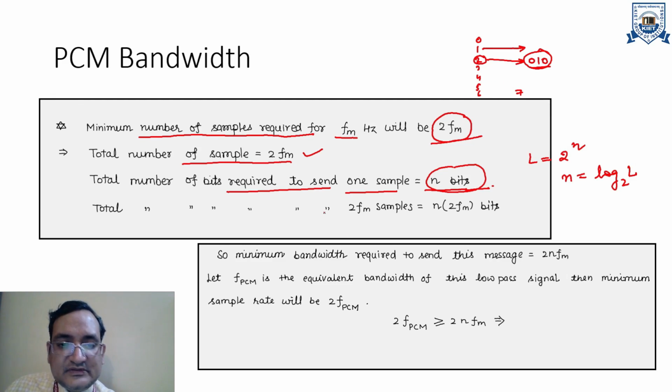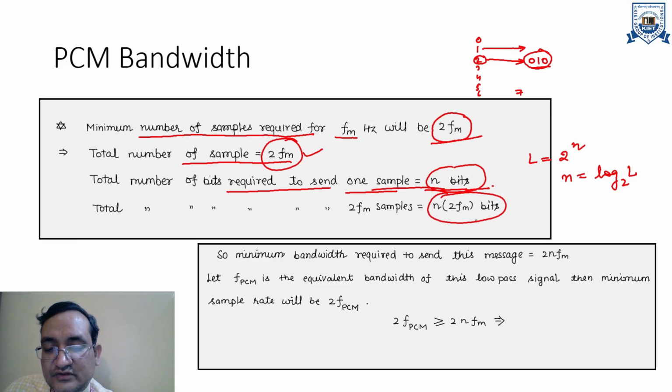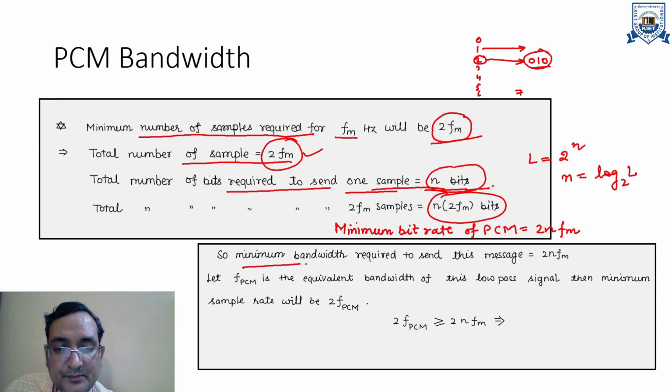So this is the minimum, point to be noted, minimum bit rate of PCM. It will be twice of n fm, point to be noted. So the minimum bandwidth required to send this message will be n fm, because bandwidth and bitrate correspond to each other. So let fPCM be the bandwidth.